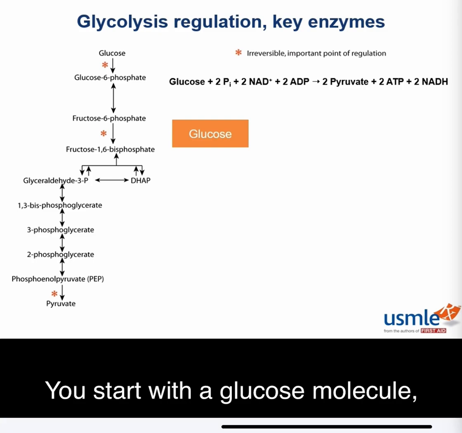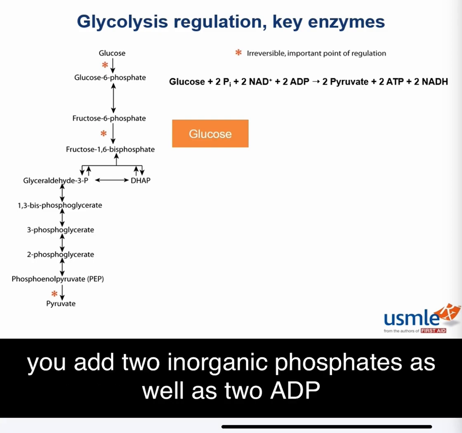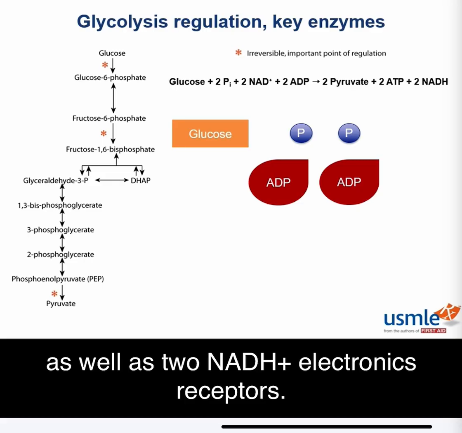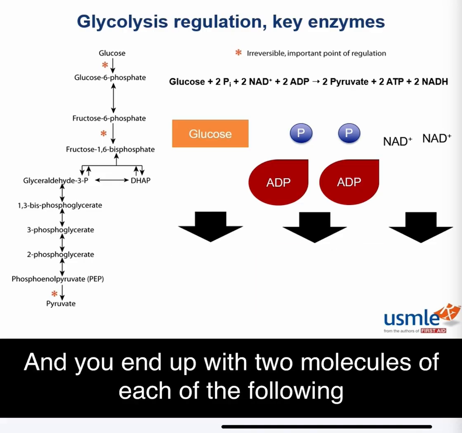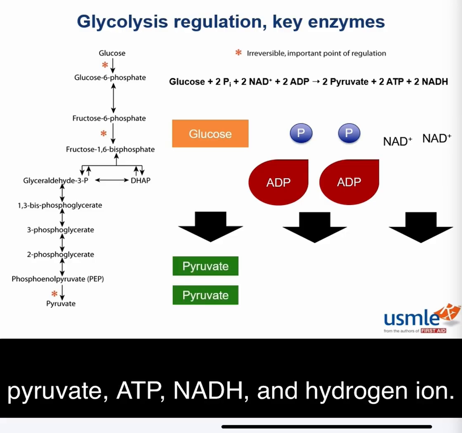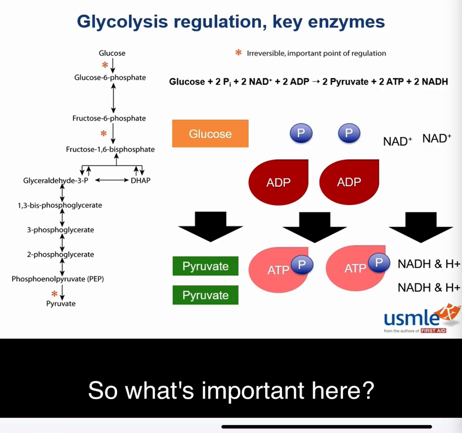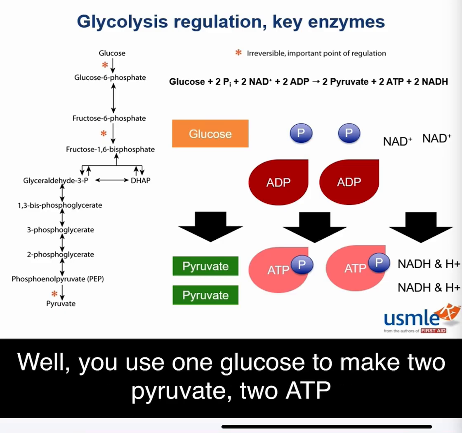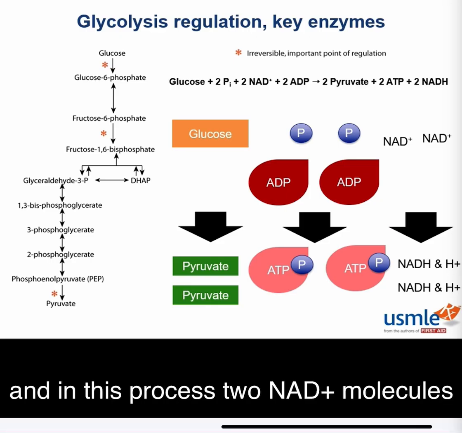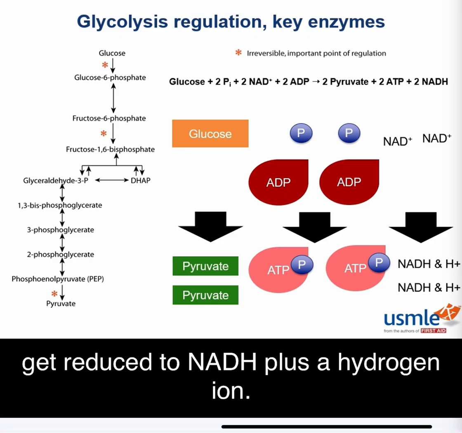You start with a glucose molecule, you add 2 inorganic phosphates, as well as 2 ADP, as well as 2 NAD plus, and you end up with 2 molecules of each of the following: pyruvate, ATP, NADH, and a hydrogen ion. So what's important here? Well, you use 1 glucose to make 2 pyruvate, 2 ATP, and in this process, 2 NAD plus molecules get reduced to NADH plus a hydrogen ion.